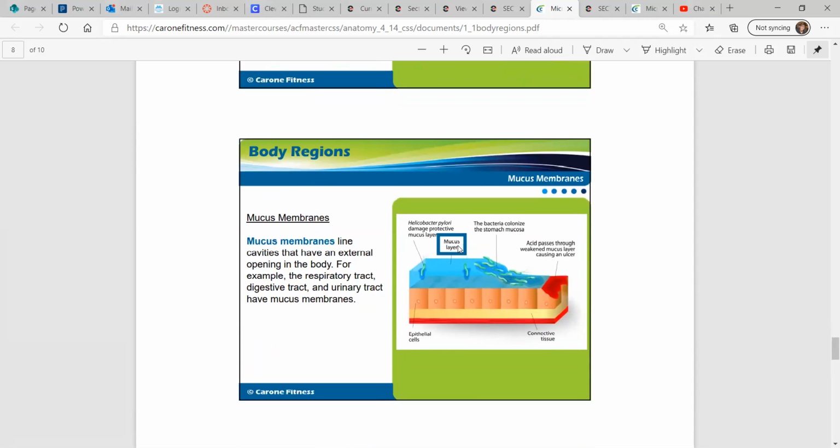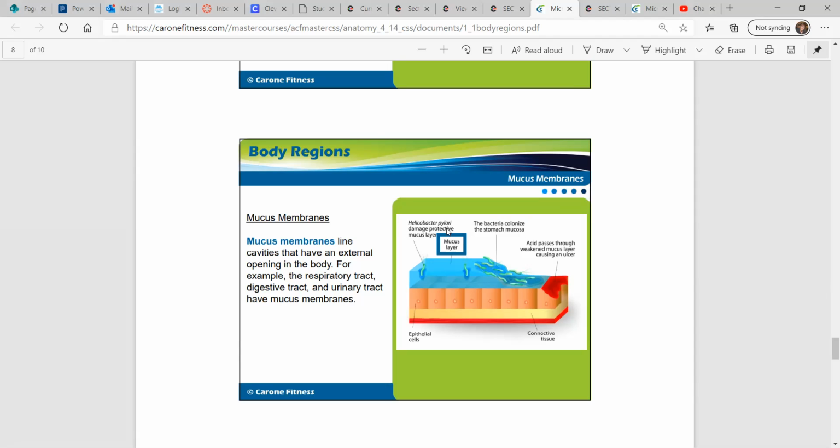And these mucous types, they line the cavities that have an external opening in the body. So the respiratory tract, when we breathe, digestive tract, when we eat, and then urinary tract when we excrete the waste. Those all have mucous membranes.